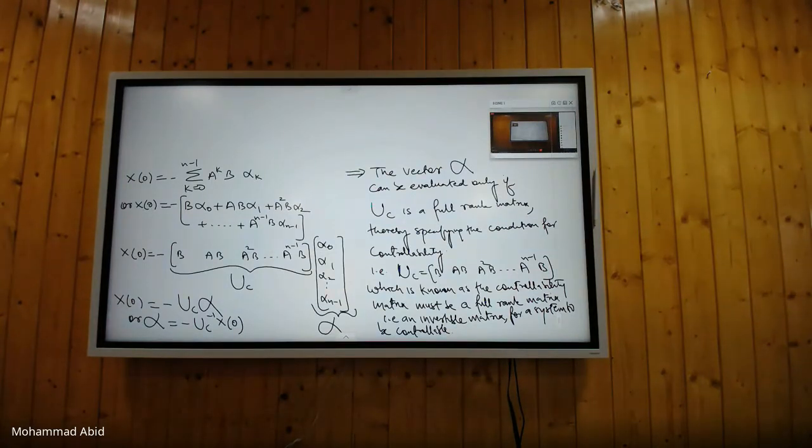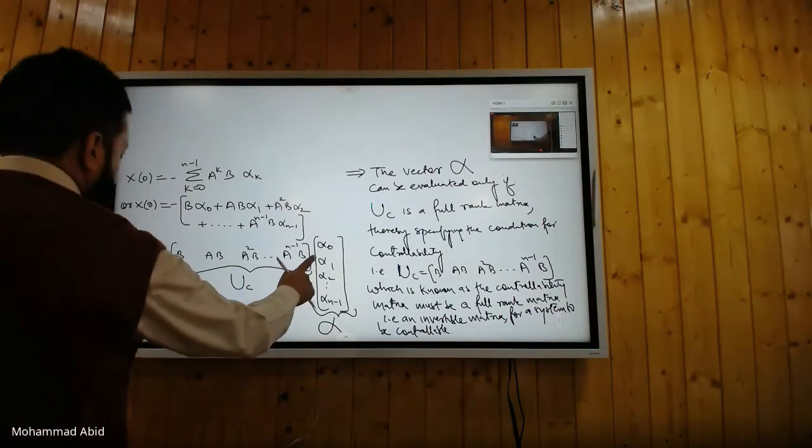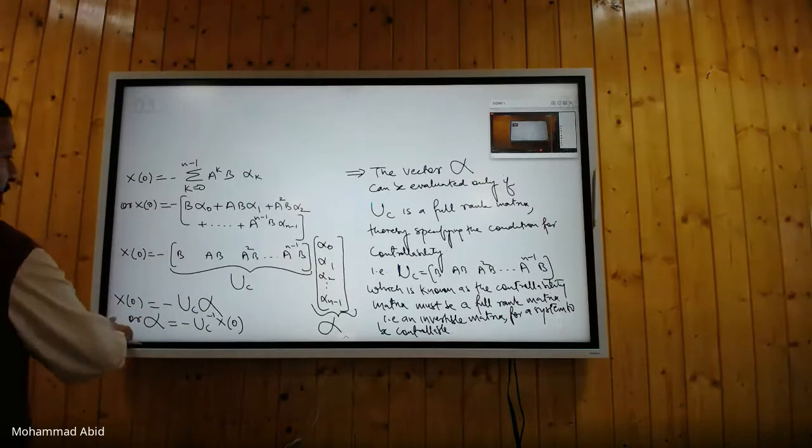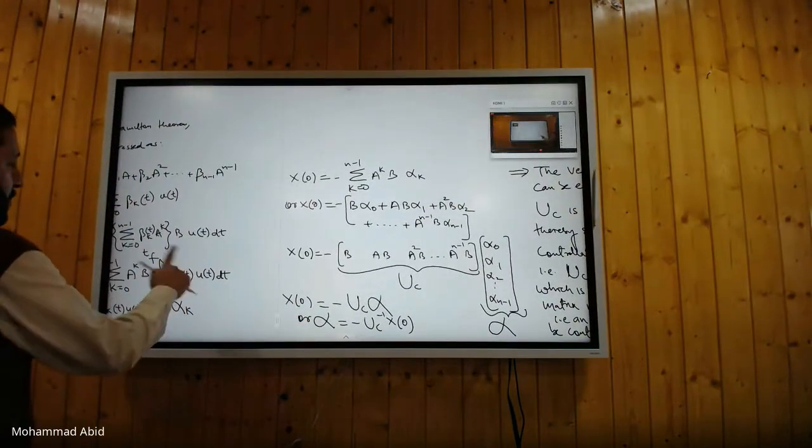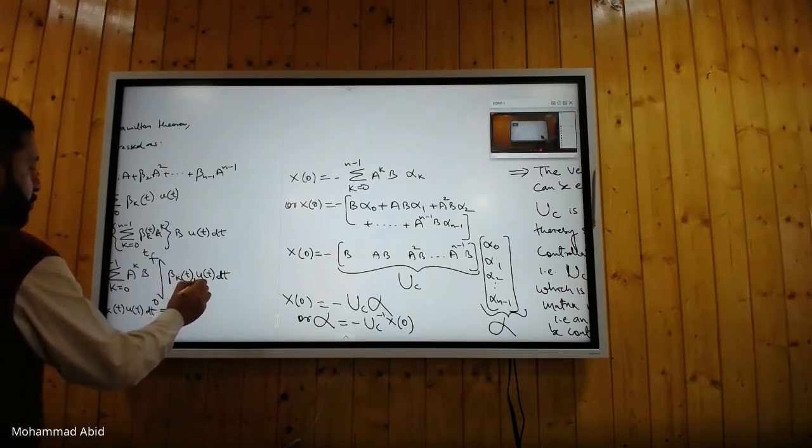सही है? तो आपका ये जो मैट्रिक्स B, AB, A square B, A to the power n minus 1 B है, ये एक full rank matrix होना चाहिए, तभी आपका सिस्टम controllable है. Because you see here that this alpha, ये जो alpha naught, alpha 1, alpha 2, alpha n minus 1 है, this is actually equal to this, and this is related to u.